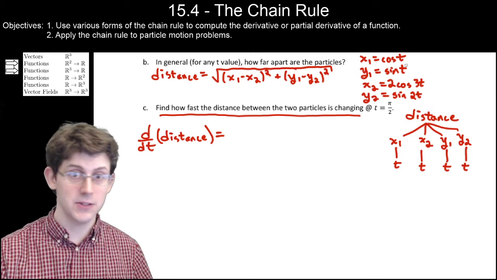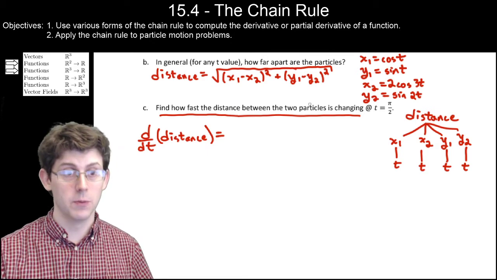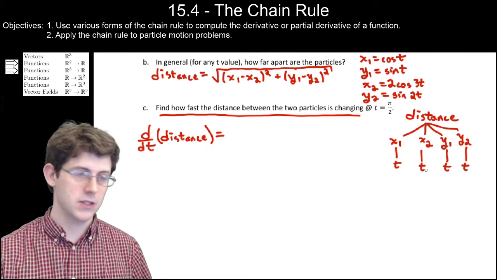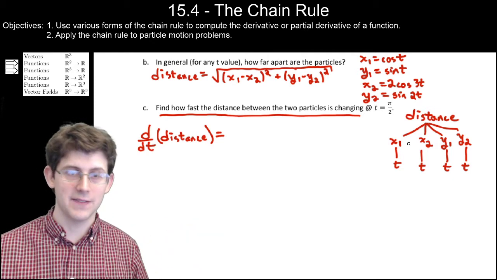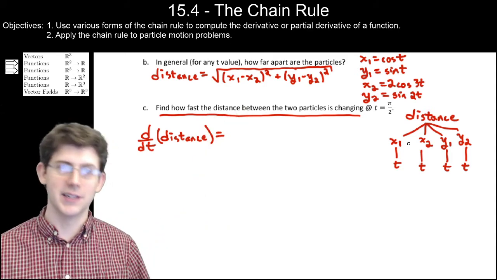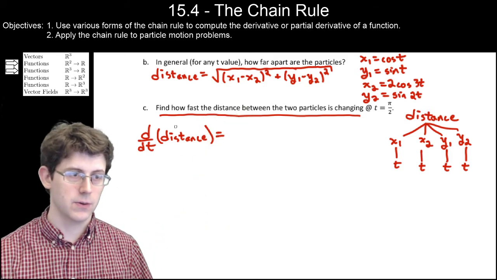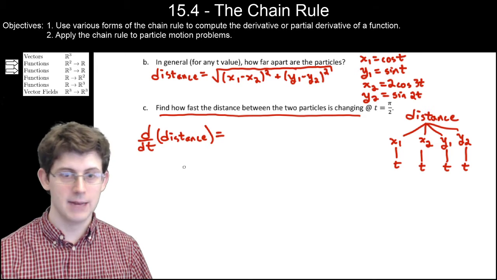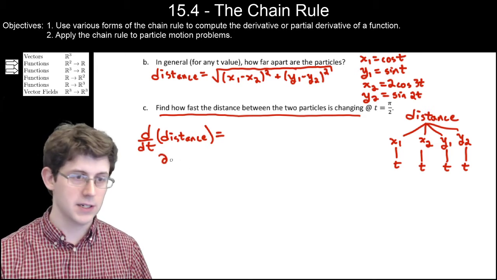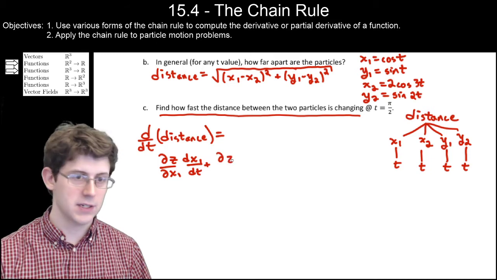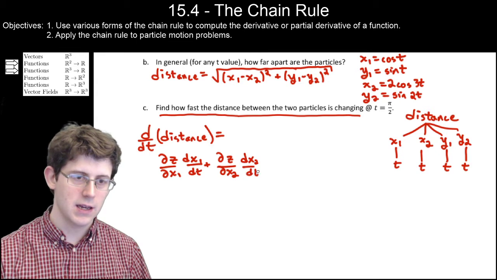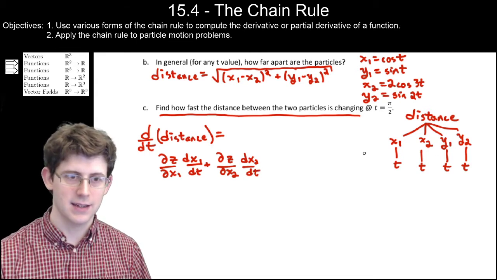Now you could substitute them all in, square everything, and hope that something really good happens. Or you could just use the chain rule. And the chain rule breaks everything up into individual pieces so that you don't have to deal with the whole giant disaster all at the same time. So the derivative of distance with respect to time will be, well, we're going to need partial z partial x1 dx1 dt plus partial z partial x2 dx2 dt. And each path from the distance to t is getting its own term.